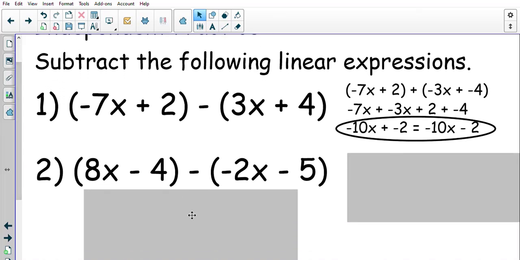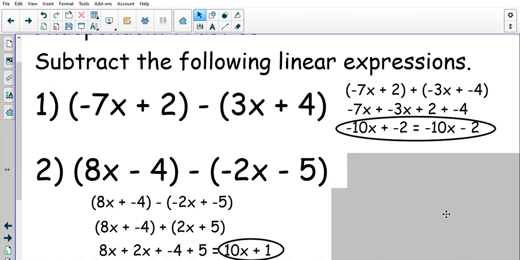In question number 2, though, I do need to add the opposite before I begin. The solution for this one will be 10x plus 1. So 8x minus 4 becomes 8x plus negative 4. Negative 2x minus 5 we can rewrite as negative 2x plus negative 5. Then, steps 2 and 3, change subtraction to addition. Negative 2x becomes positive 2x. Negative 5 becomes positive 5. Now add 8x and 2x together to get 10x, negative 4 and 5 together to get 1. So final solution, 10x plus 1.